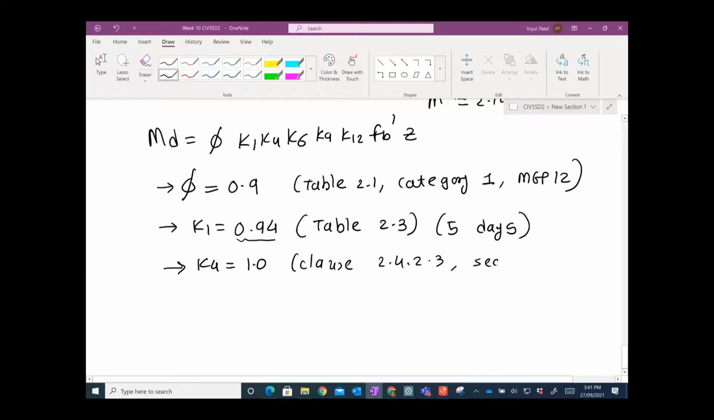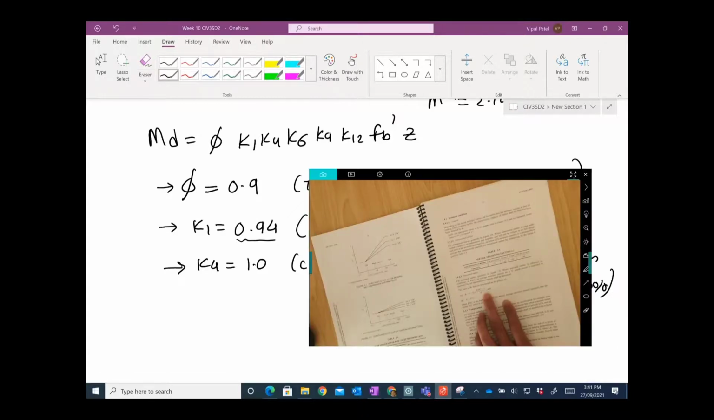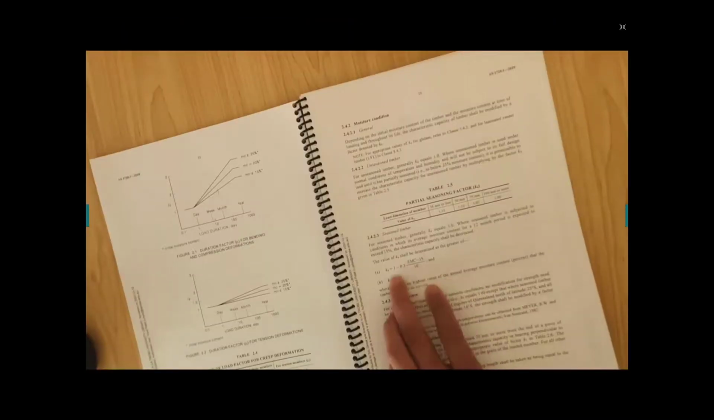2.4.23, because we have seasoned timber, and if it's not given, we assume moisture content less than 15%. Now, in case someone sends you the moisture content or equilibrium moisture content, if your supplier supplies you equilibrium, it is very easy to predict.